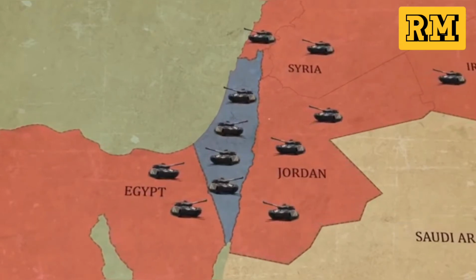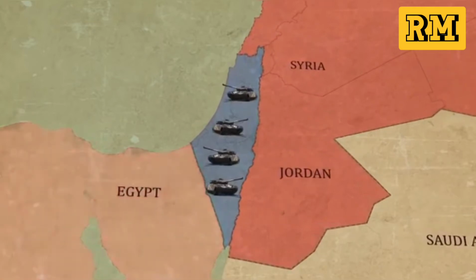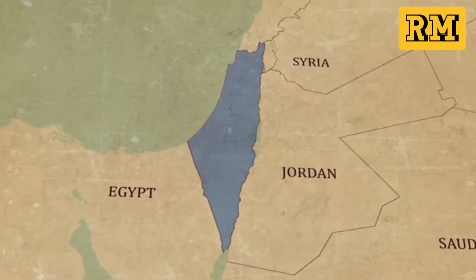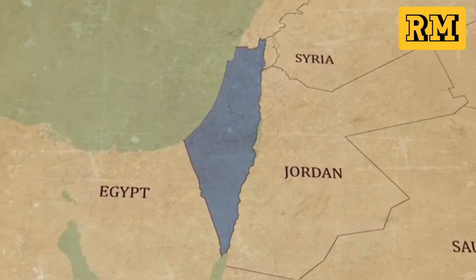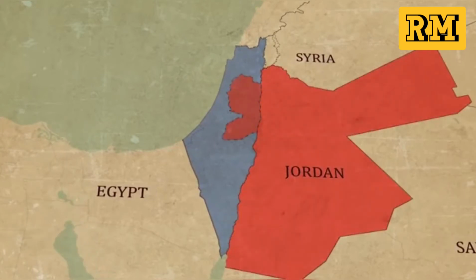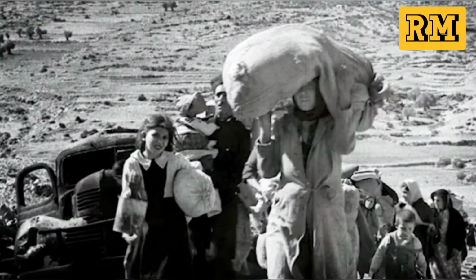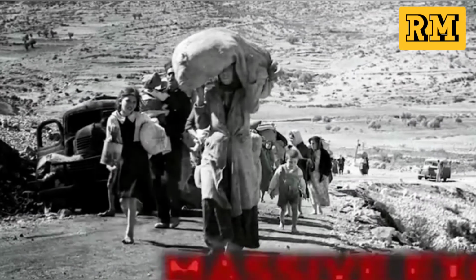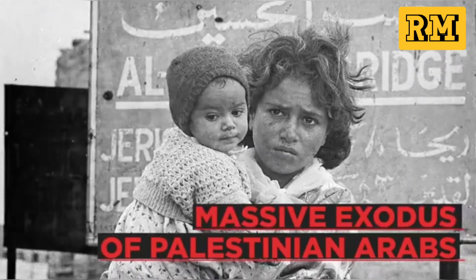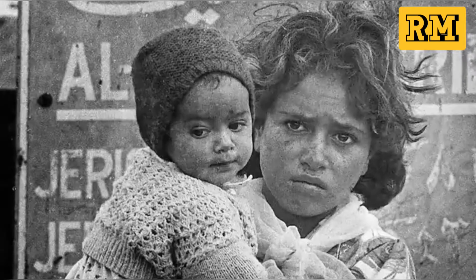By the end of the war in 1949, Israel occupied a major part of the land that was supposed to belong to Palestinians. Jordan occupied the area that came to be known as the West Bank, and Egypt occupied Gaza. Jerusalem was eventually divided between Israeli forces in the west and Jordanian forces in the east. Over 700,000 Palestinian Arabs either fled or were expelled and were never allowed to return.